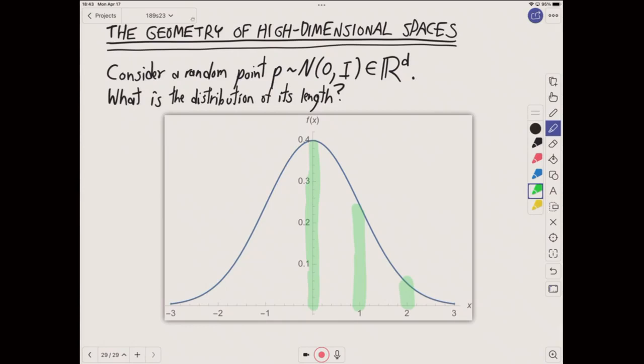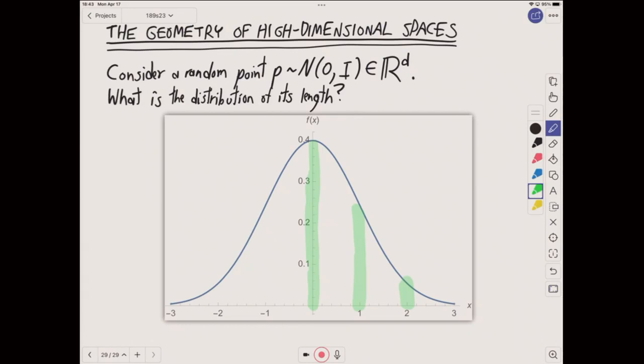You might think that in general this is the case in higher dimensions as well. Lots of points close to the origin, a fair number of points around 1, a reasonable number of points around 2, but not a huge number. But in fact, that's not what happens in high dimensions at all. This intuition is completely wrong in high dimensions.